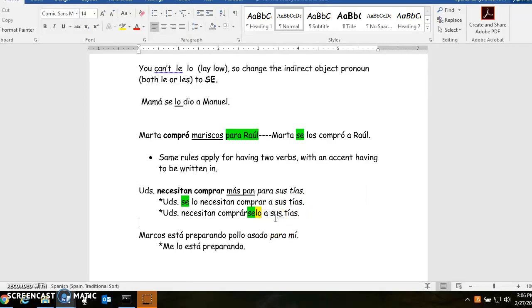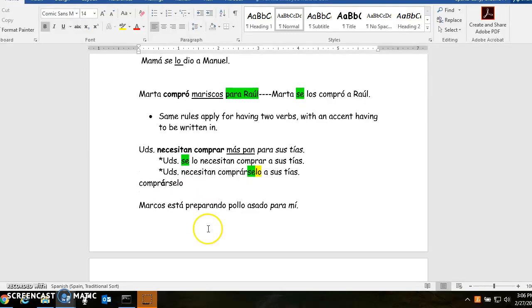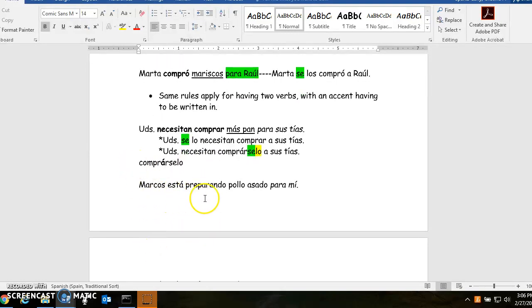Yes, they are attached. What happens with that accent mark? Comprárselo. Where is the natural stress on comprar? The natural stress is on the A, and that's where we need to keep it. Comprar. So when I add the se lo, you have to come back in here and physically put in that accent mark. Comprárselo.